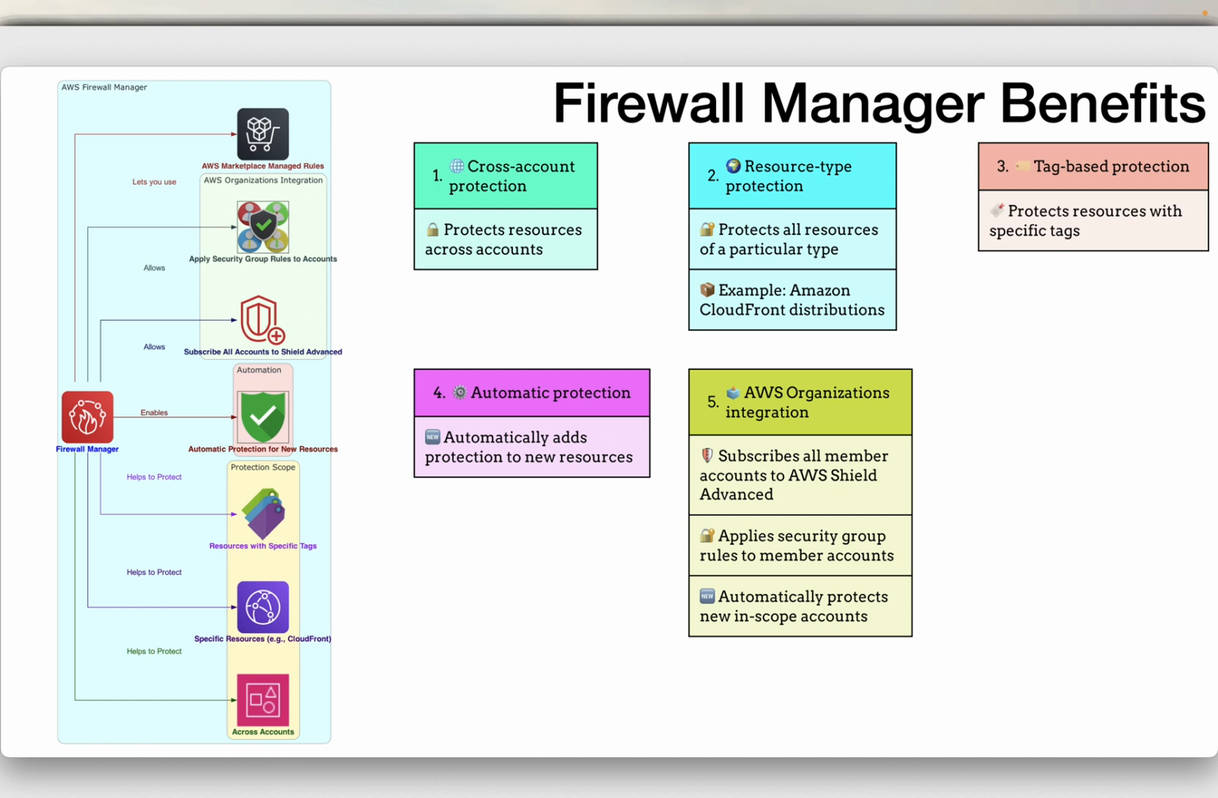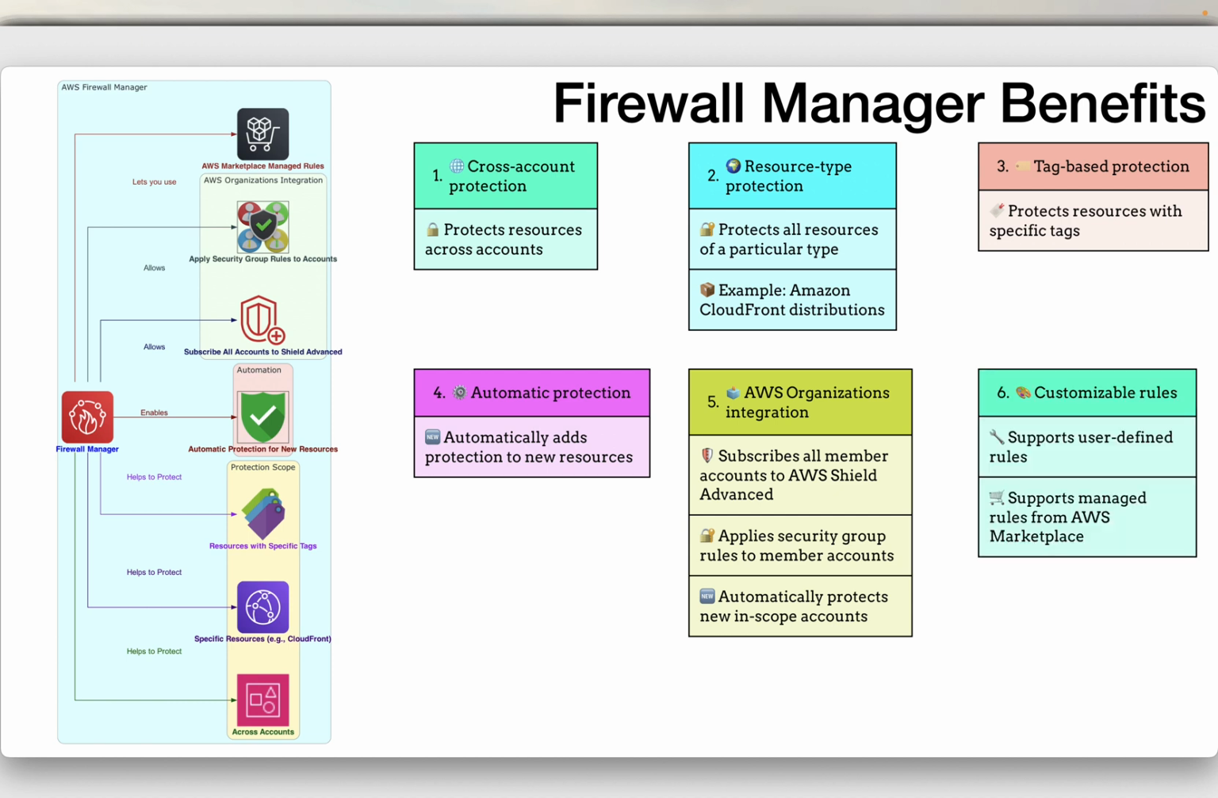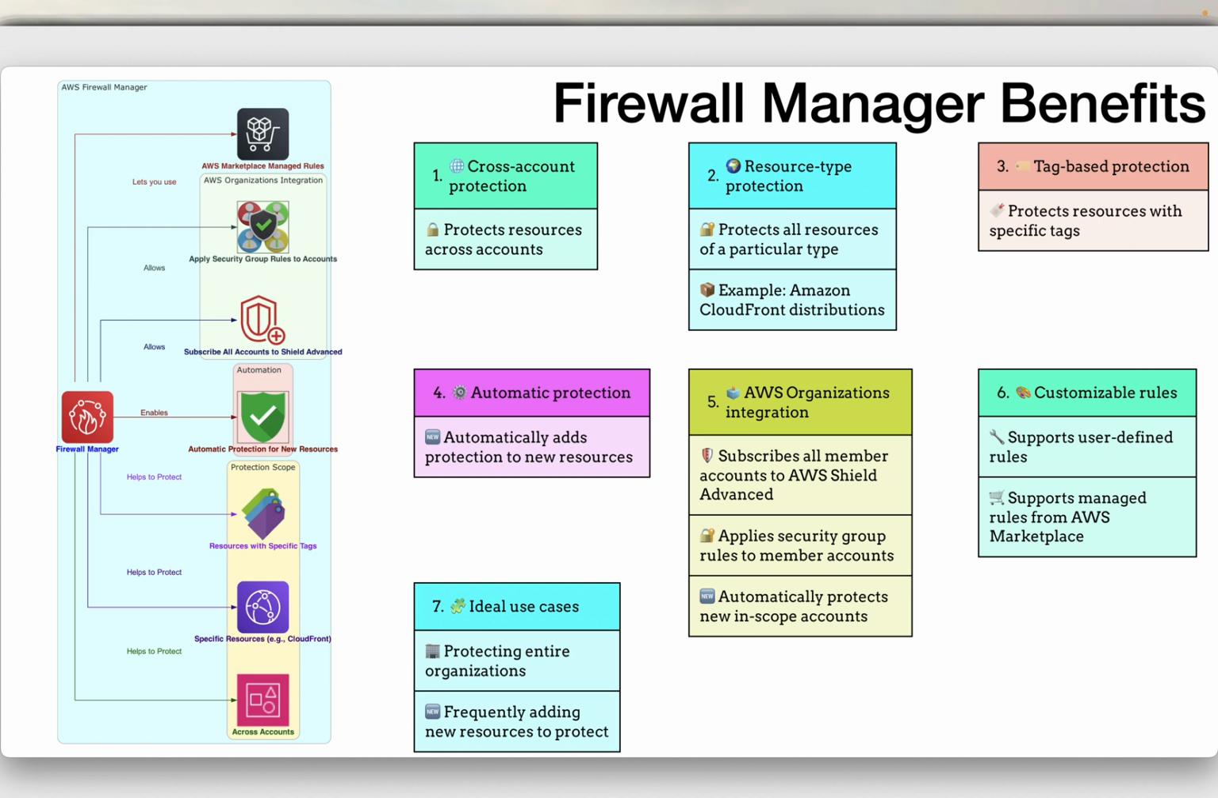So these accounts are AWS accounts. 6. Allows you to apply security group rules to all member accounts or specific subsets of accounts in an AWS organization, and automatically applies the rules to new in-scope accounts that join the organization. It lets you use your own rules or purchase managed rules from AWS Marketplace.